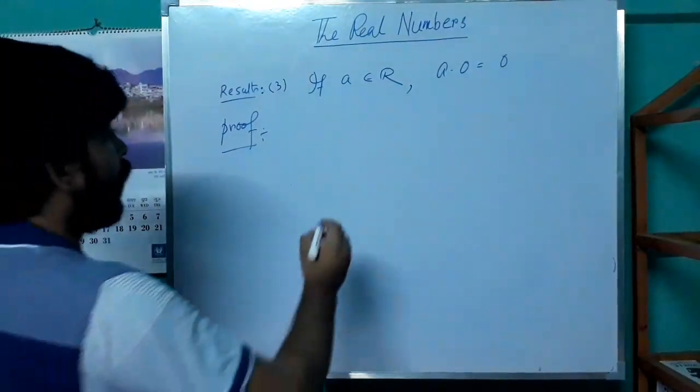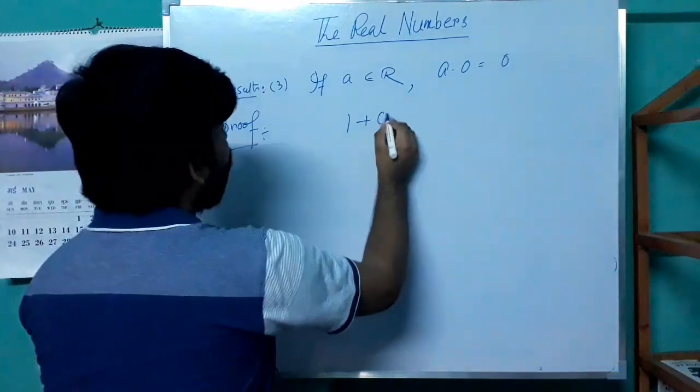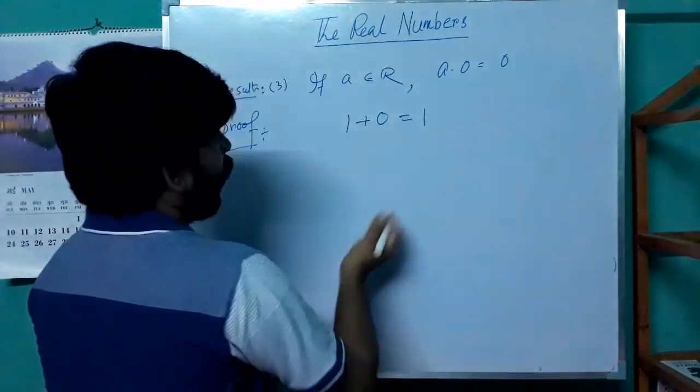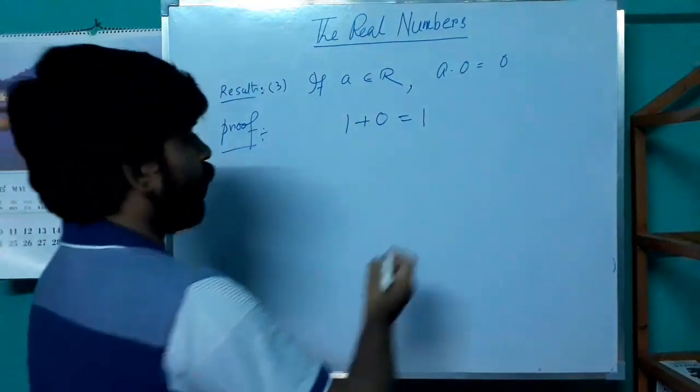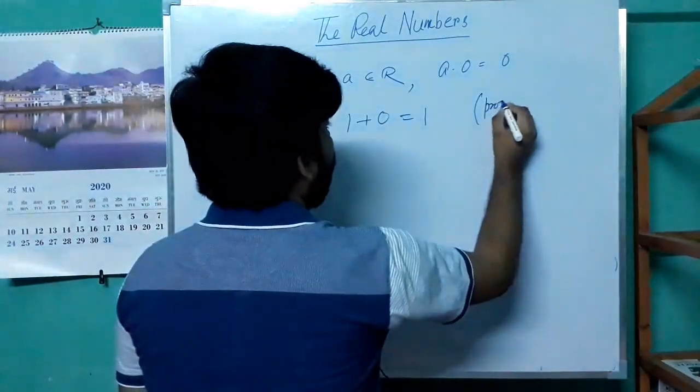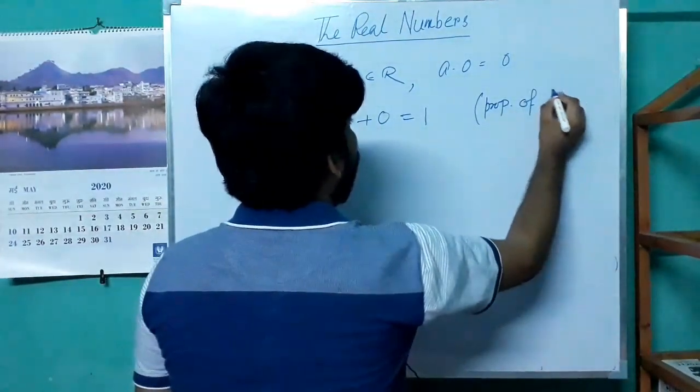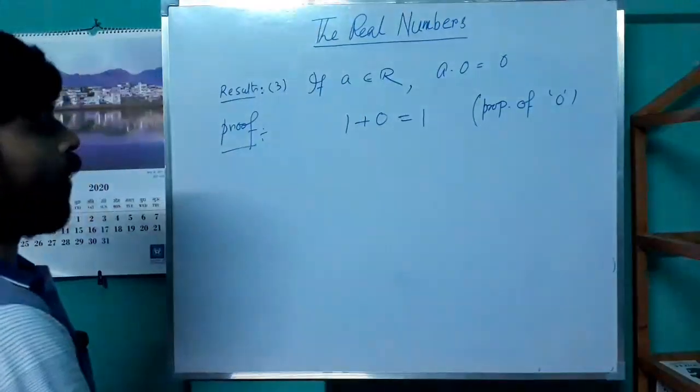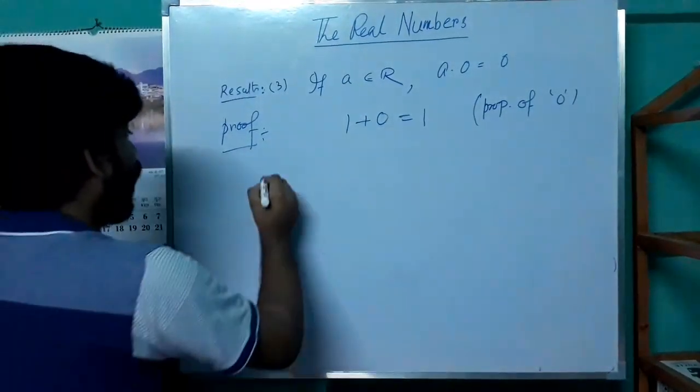We know that 1 plus 0 equals 1. So this is actually the property of the 0 element.